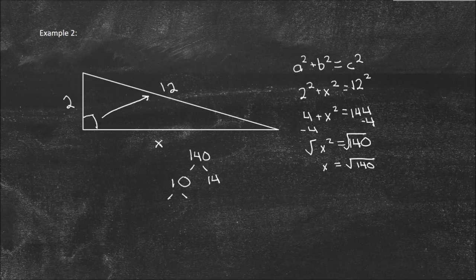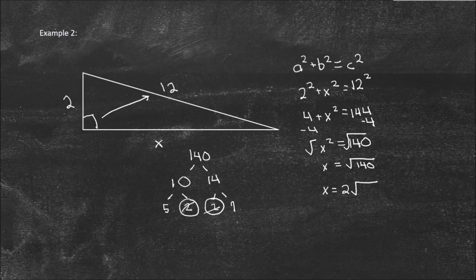So what can be multiplied into 10? Well, that's 5 and 2. What can be multiplied into 14? Well, that's 2 and 7. And then what you do is if you have 2 of the same number, you can circle them and take one of them out. So I've got 2 2's, so I can cross them out and bring one on the outside. So x equals 2 times the square root.